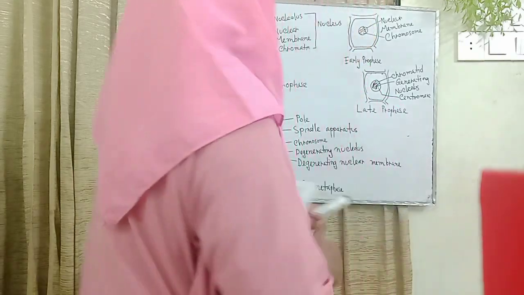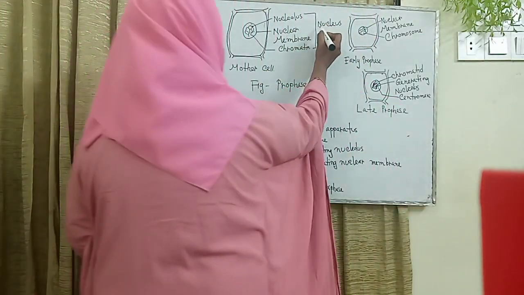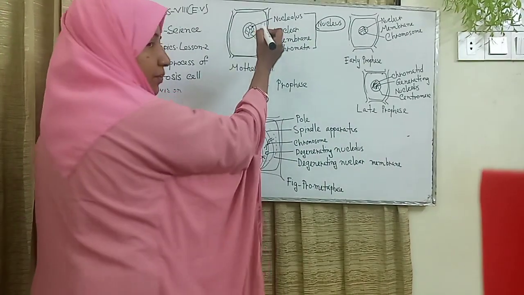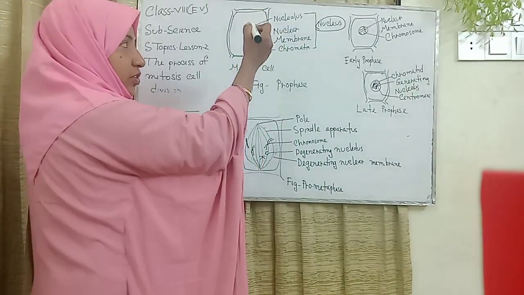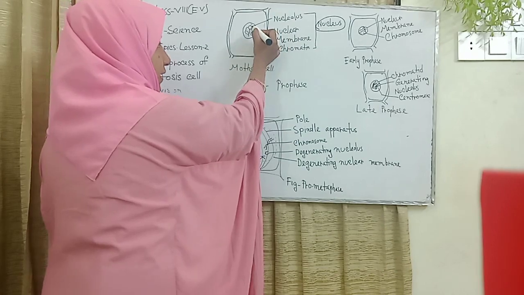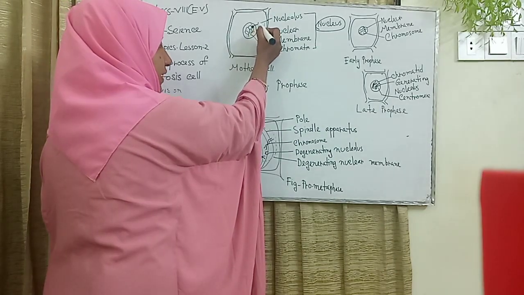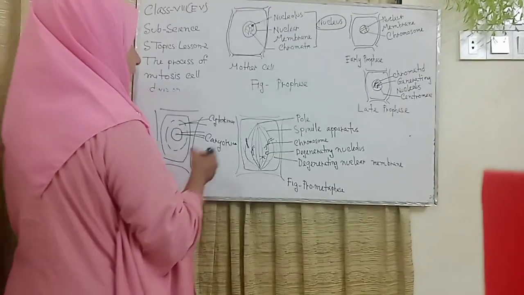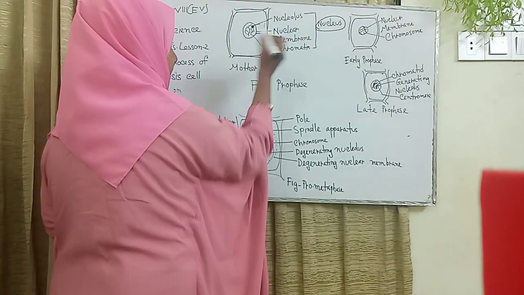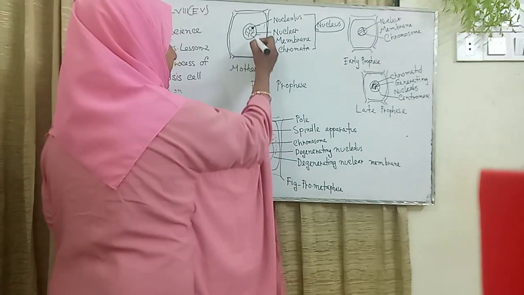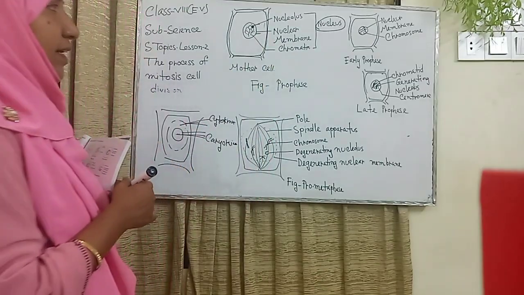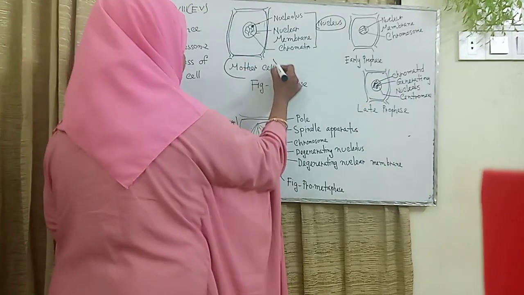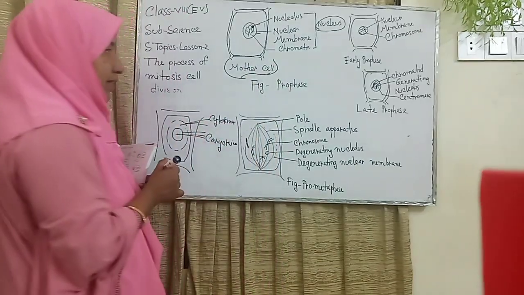First, this structure is the nucleus. As I draw it, please everyone look at the books and the board. This pin-shaped structure is the nucleolus. Another structure is the nuclear membrane, and the thin thread-like structure is the chromatin. This is also the mother cell, the first cell.